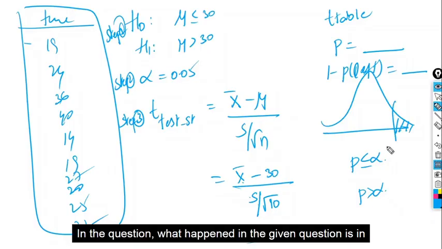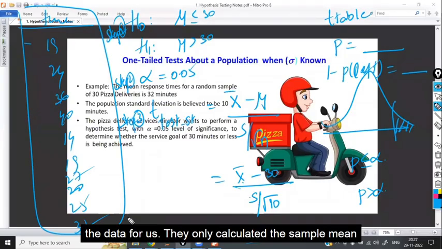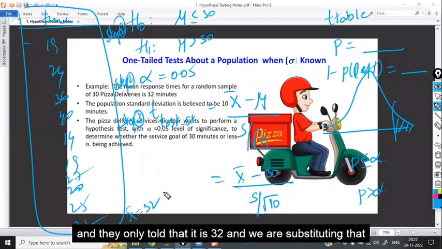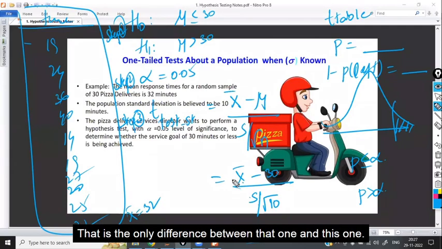In the given question, the 30 samples, they have not given the data for us. They only calculated the sample mean and they only told that it is 32. And we are substituting the 32 here. That is the only difference between that one and this one.